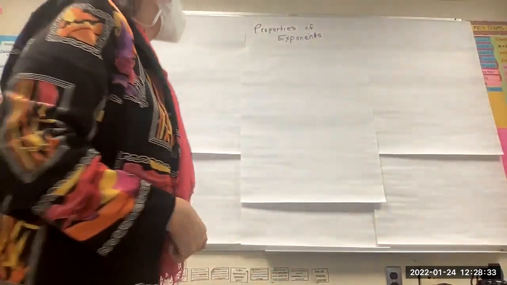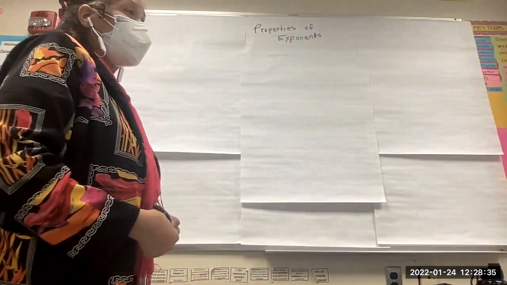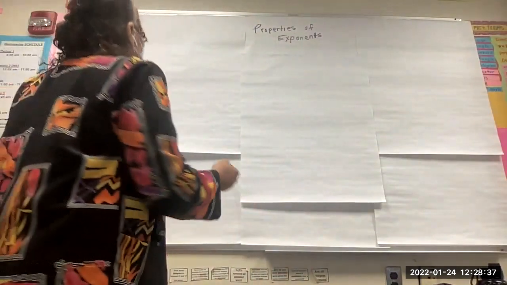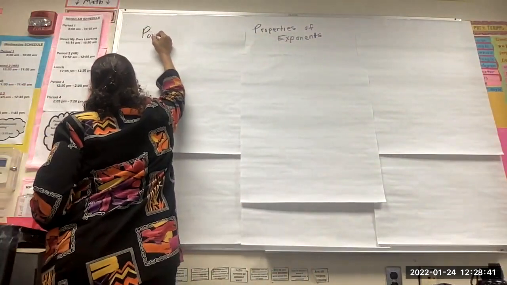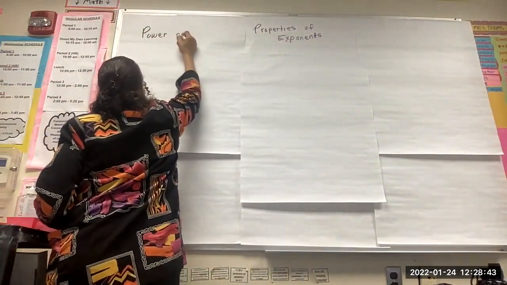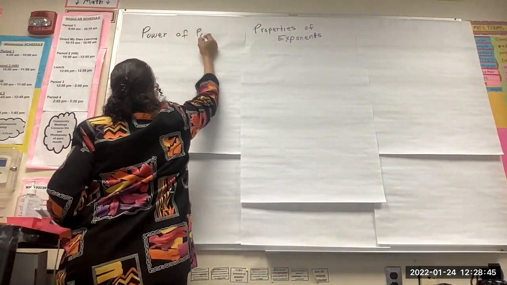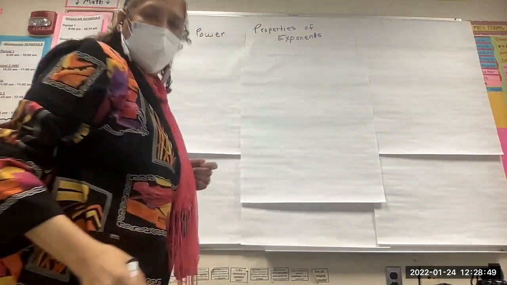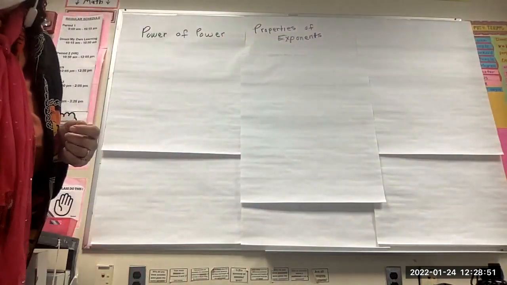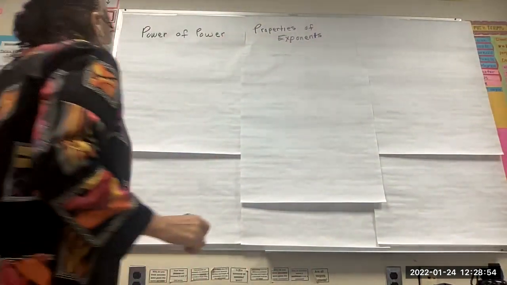Okay, so today we're going to talk about properties of exponents, but the particular property we're going to talk about is called power of a power. Power of a power is a very powerful thing. And you multiply the power.